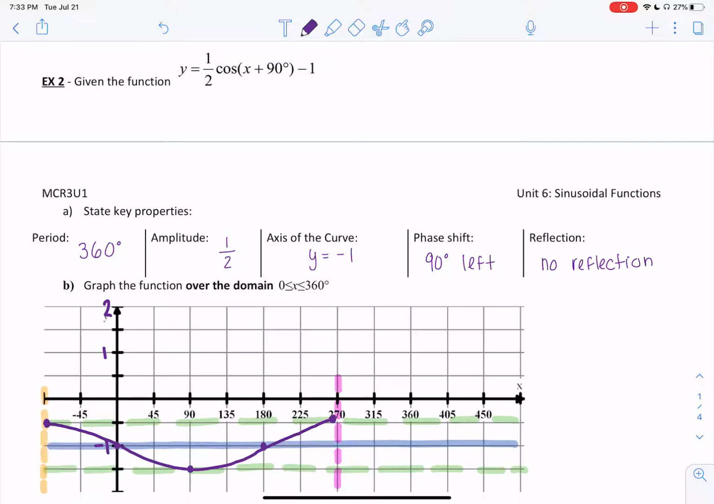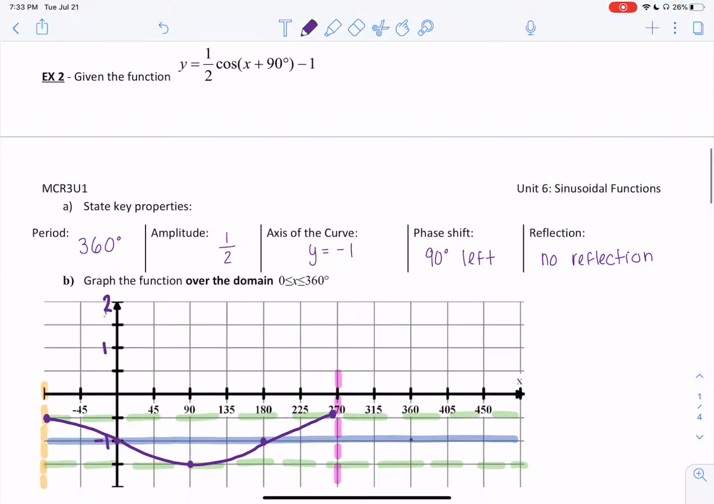Now we can continue this because we need to graph between 0 and 360. So now we're just going to continue our graph like this. Now, because we are graphing between 0 and 360, we didn't need this whole graph. So I'm going to erase the part that we didn't need.